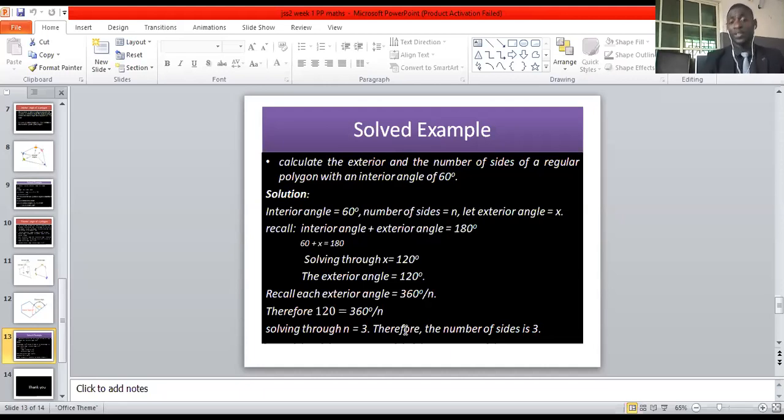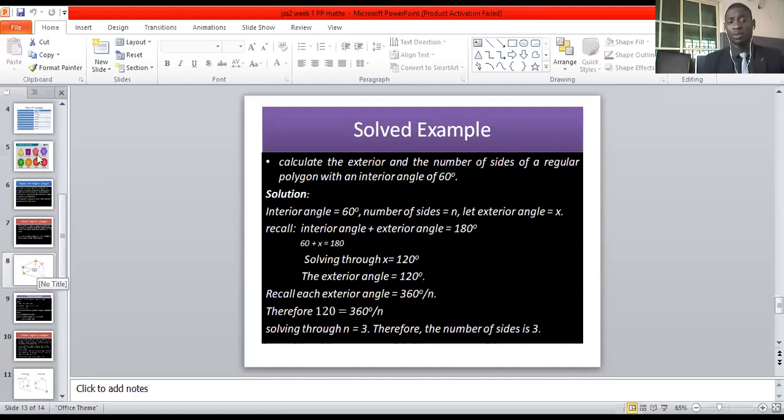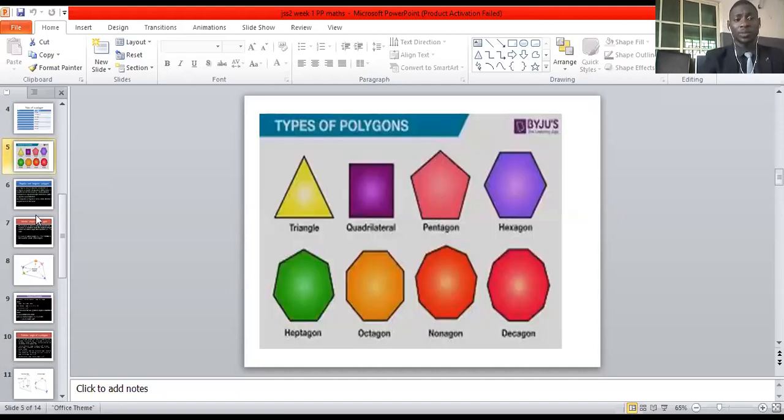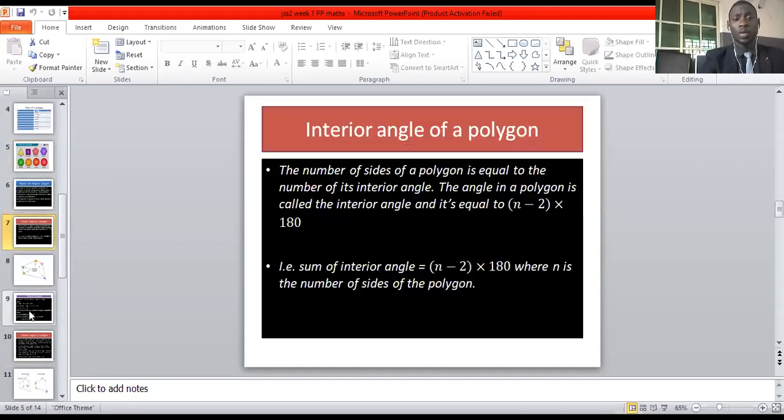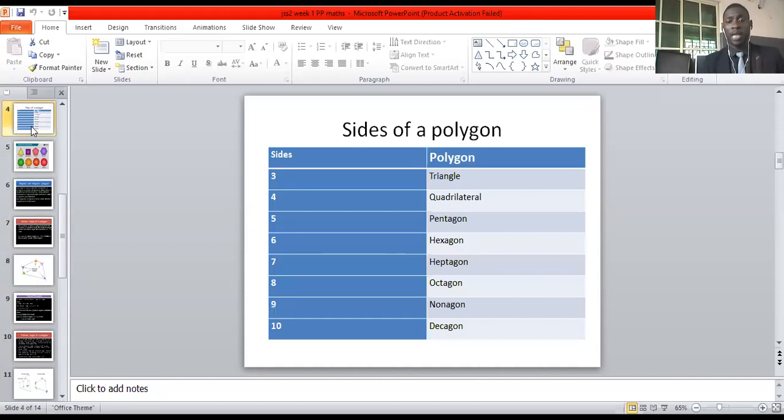That's how you calculate. Now, I've given you an assignment here. You should solve the sum of angles in all these shapes. That is the sum of angles in a triangle and in a quadrilateral, which I have solved for you. I need you to solve for pentagon, hexagon, heptagon, octagon, nonagon, and decagon. Get all the sums of angles, and those are polygons.